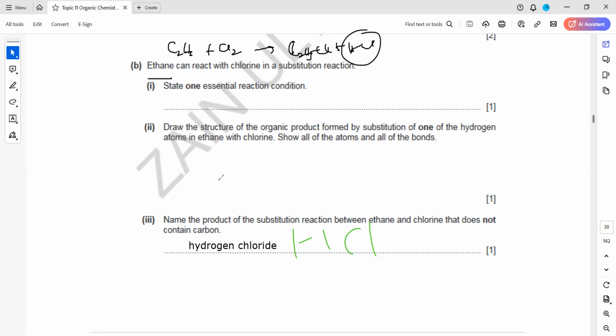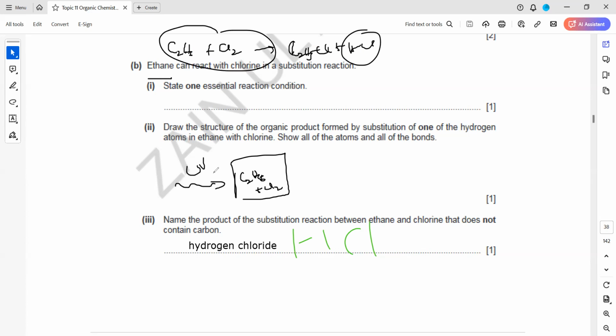Ultraviolet light will cause a substitution only if these two are gases. So we have the mixture of these two gases. Ethane, C2H6, and Cl2 are there, and it is exposed to UV radiation. As a result, multiple substitutions can happen, but one substitution will give C2H5Cl plus HCl.